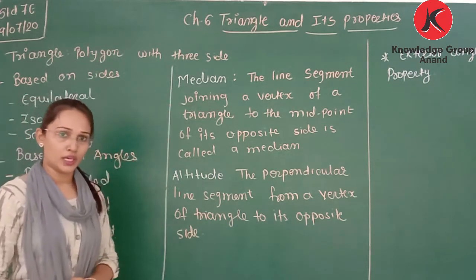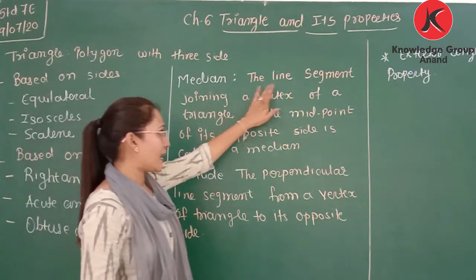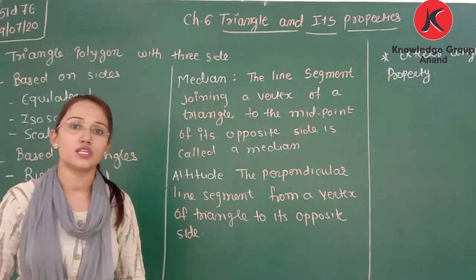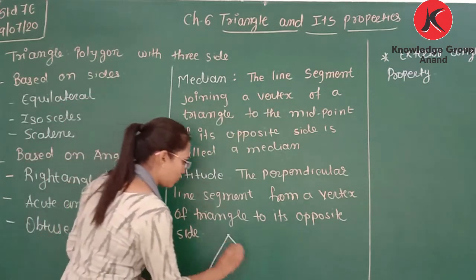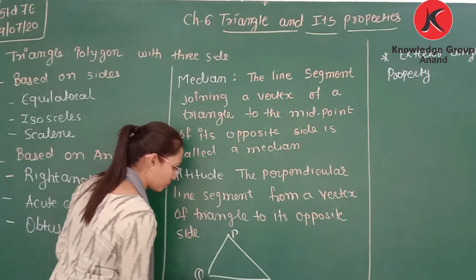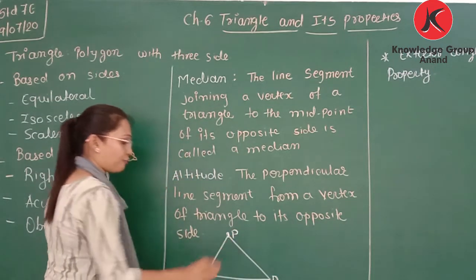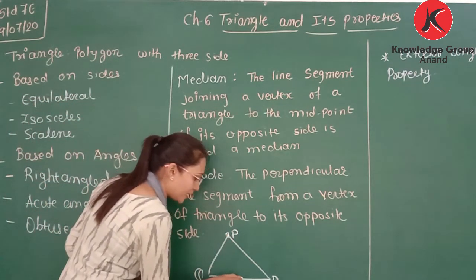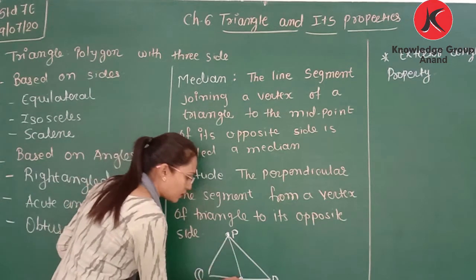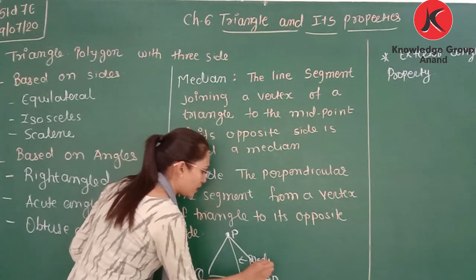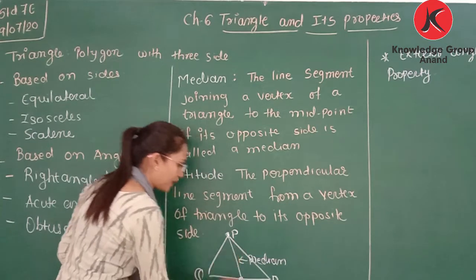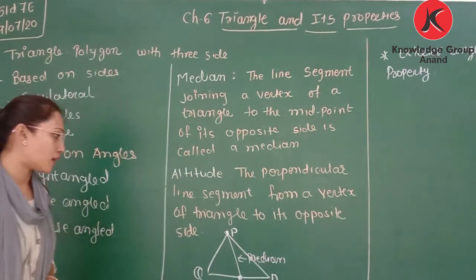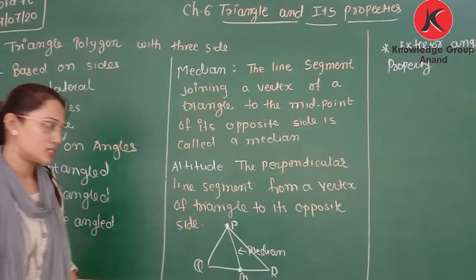Then we learn about the median. Median means the line segment joining the vertex of a triangle to the midpoint of its opposite side. So if we draw this triangle PQR, then if we consider vertex P, then the line segment joining vertex P to the midpoint of the opposite side, this is called median PN.